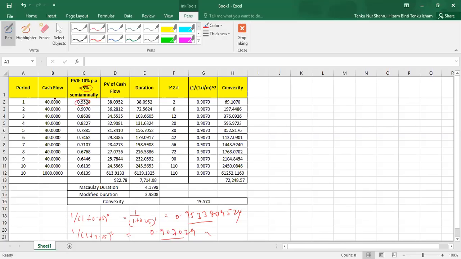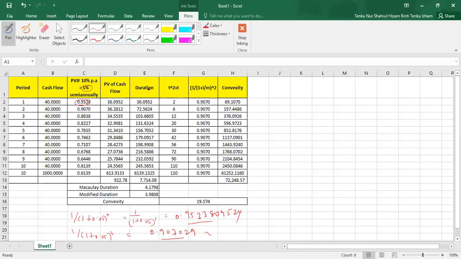So now, how do you calculate the PV of the cash flow? Because all of this cash flow must be discounted. The cash flow is multiplied by the present value interest factor at 5% per period, and you get the PV of the cash flow of 38.0952.